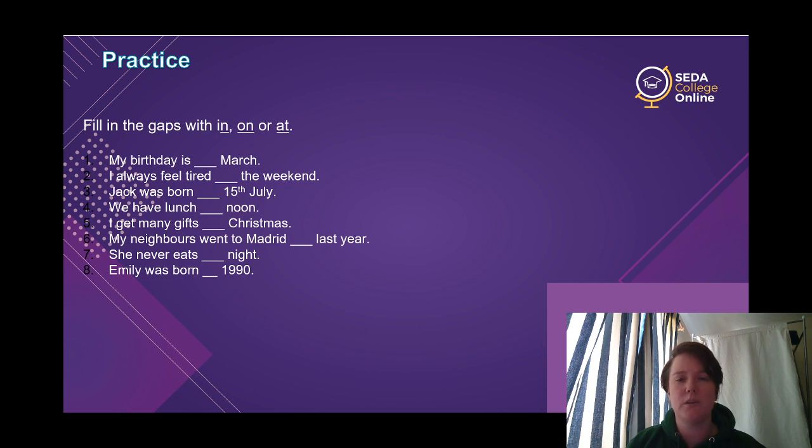Jack was born. What do I use for dates and month together? Not just month by itself. Which preposition? We have lunch, noon, exact time. What do I use? I get many gifts, Christmas. So this is the time of the year. What do I use for a time of the year? My neighbors went to Madrid last year. What do I use here? Do I need to use anything here? Remember, it's last year.